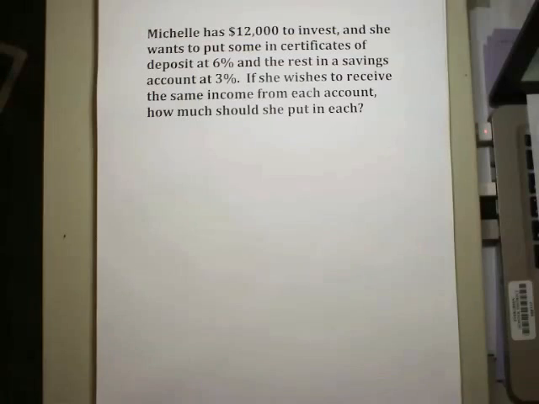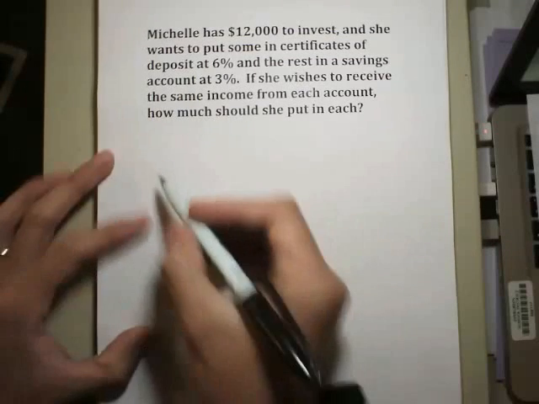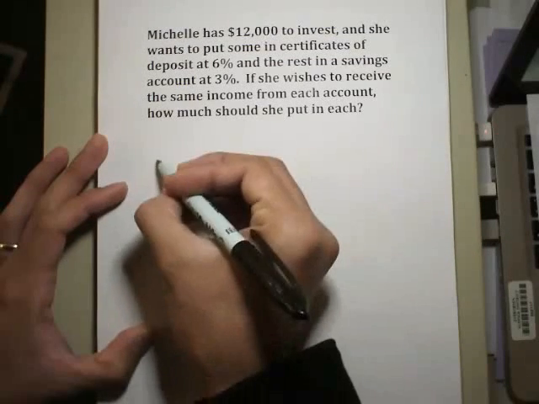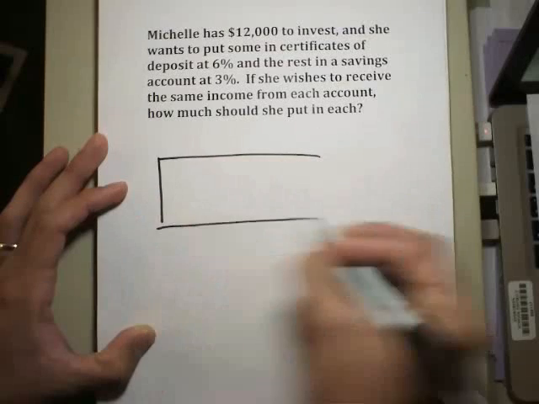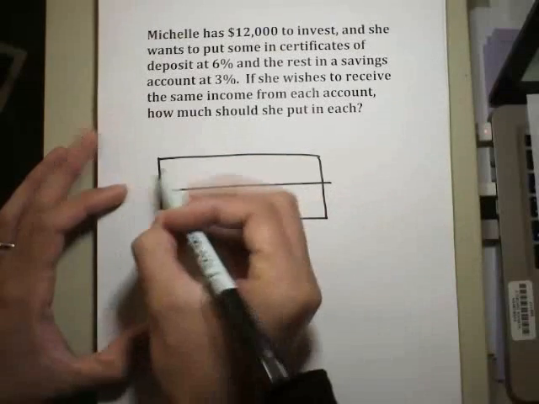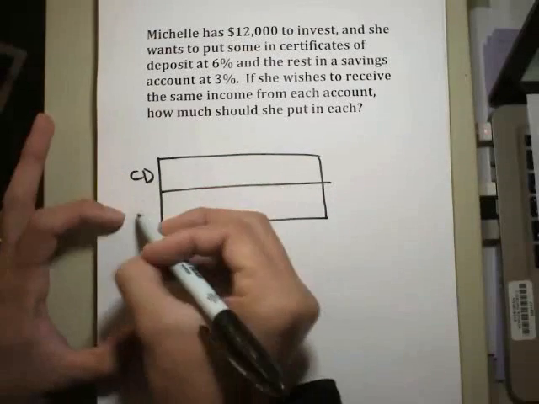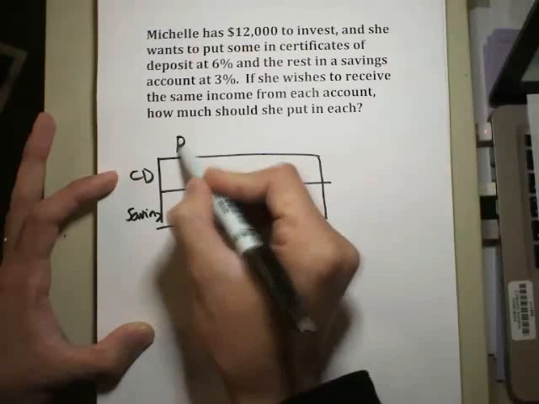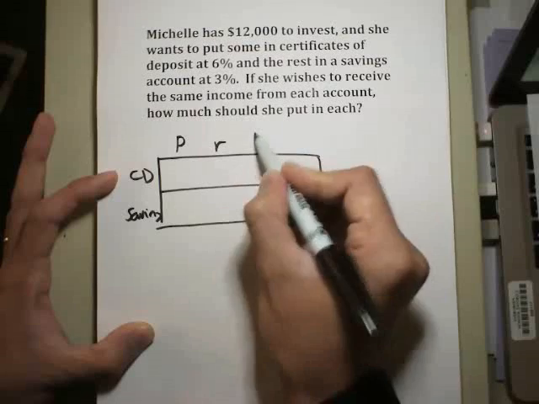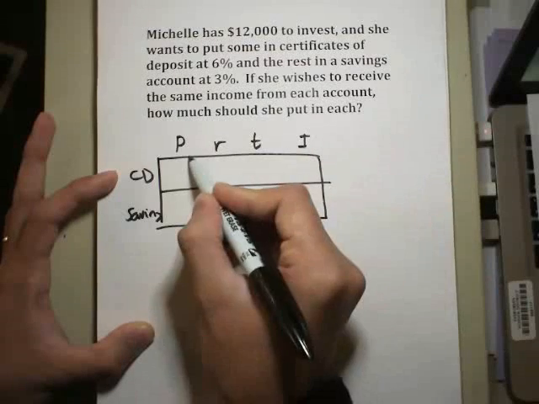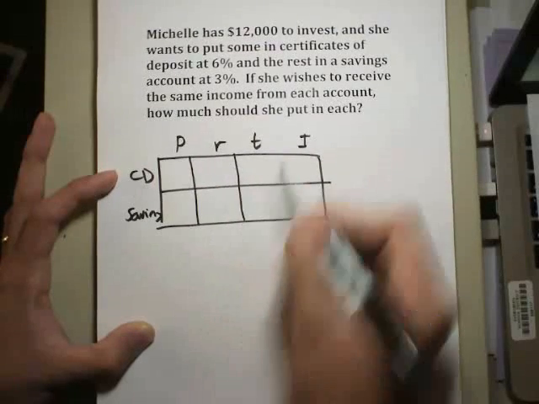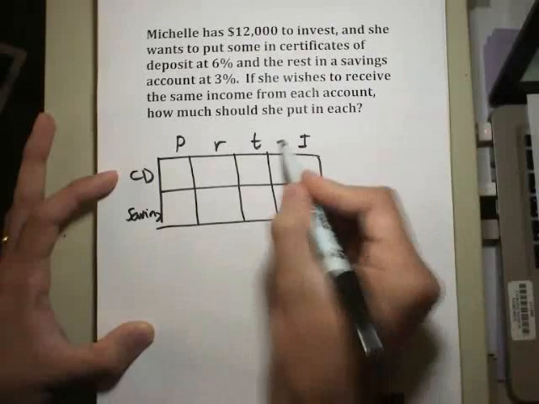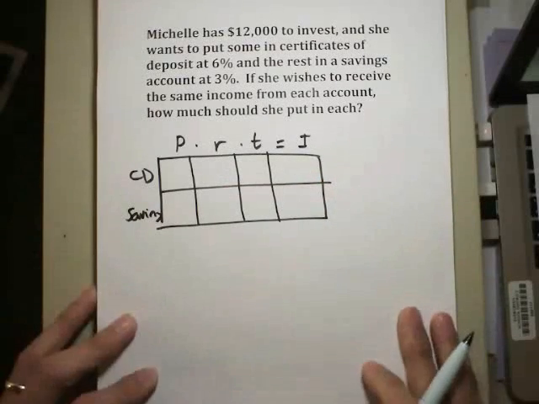So you can see it's pretty much the same, so you can certainly set up your table once again. Same format. So I'm going to have, in this case, a CD account, and the other one is a saving account. Okay, and I'm using the same model, P, R, T, interest. So here's the principal, here's the rate, here's the time, and here's the interest. Okay, so let's take a look.